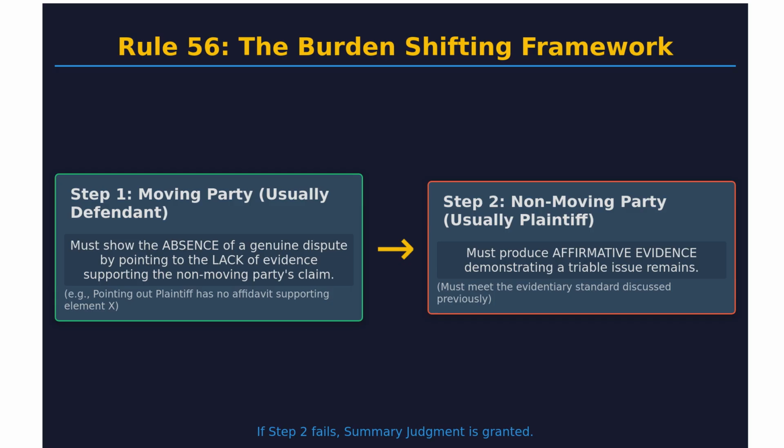It then falls squarely upon the non-moving party, usually the plaintiff, to respond. This second step requires the non-moving party to produce affirmative, admissible evidence, the very evidence we just discussed, that demonstrates a genuine, triable issue of fact still exists. If they fail to meet this evidentiary hurdle, summary judgment will be granted.